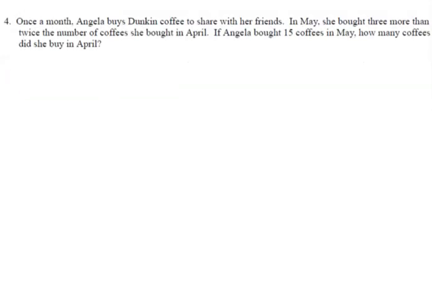So question 4 says, once a month, Angela buys Dunkin' coffee to share with her friends. In May, she bought 3 more than twice the number of coffees she bought in April. If Angela bought 15 coffees in May, how many coffees did she buy in April? Well, I'm going to use a capital A for coffees in April, let's say.